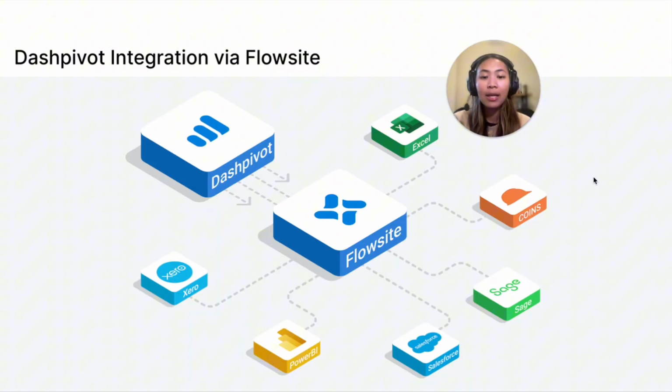Dashpivot can be used for many other use cases, and data can be synced to external tools such as SharePoint, Excel, Power BI, etc. using our integration product Flowsite. With this, you can seamlessly transfer your plant and equipment maintenance data from Dashpivot to your preferred data storage or analytic tools.